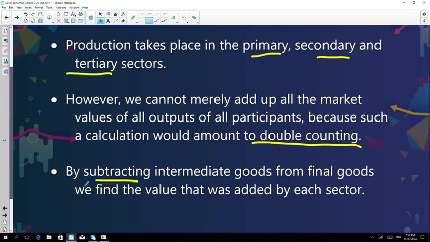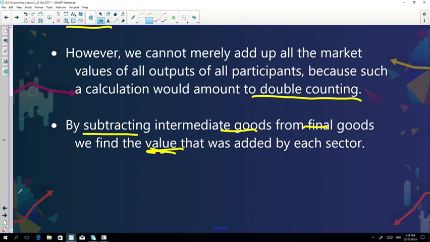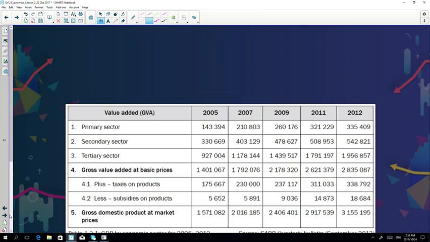So you can't just look at an inclusive reporting structure, but you should be able to look at individual sectors and report on their individual performance on a yearly basis. To get clarity on this, we will subtract our intermediate goods from the final goods in order to get the value that was added by each sector. So that's another important point that we need to consider.